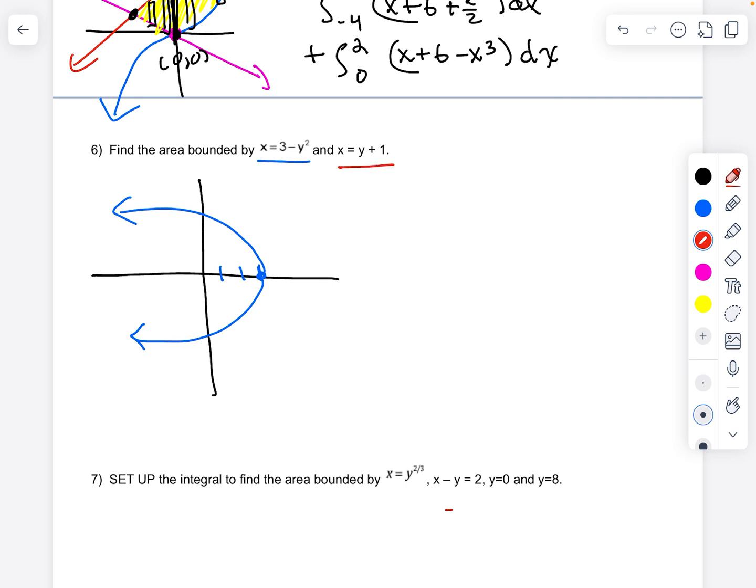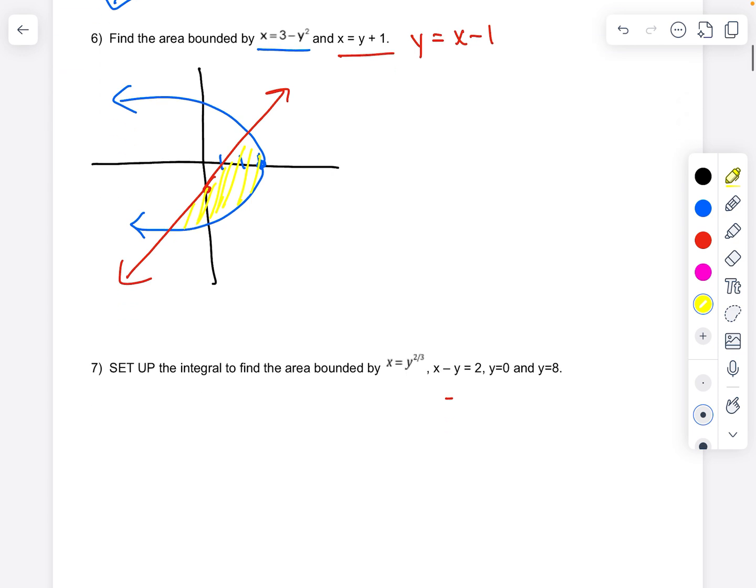This is just an equation of a line. I'm going to go ahead and get y by itself. So y equals x minus 1, so start at -1, up 1 over 1. Again, just a general graph. It doesn't have to be exact. So it looks something like that. So the region bounded by both those graphs would be that yellow shaded region.